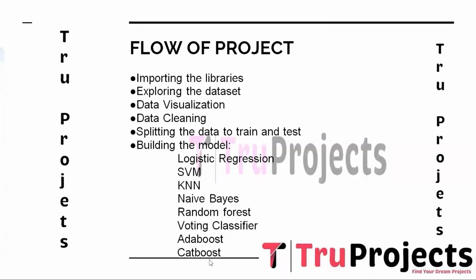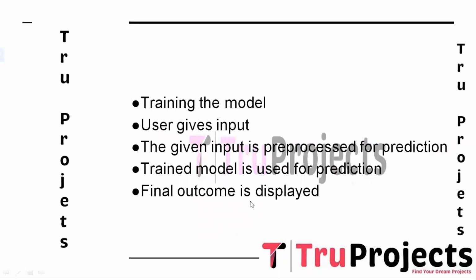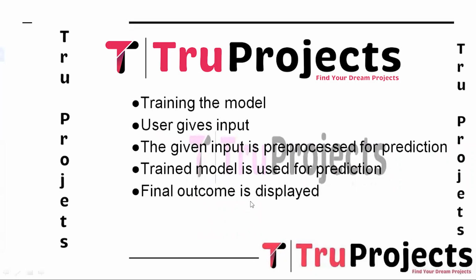CatBoost provides faster training times and better predictive accuracy, making it a valuable tool in various machine learning projects, especially when dealing with complex and high-dimensional datasets. And the seventh one is training the model. The machine learning models are trained using the training set. During the training process, the model learns from the input features and their corresponding target labels to make accurate predictions. The model adjusts the parameters based on the training data to improve its performance.